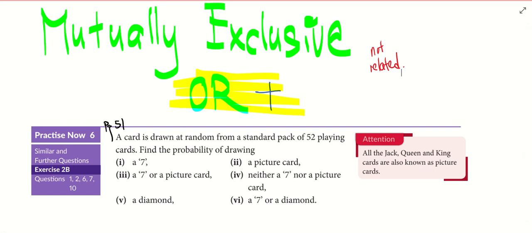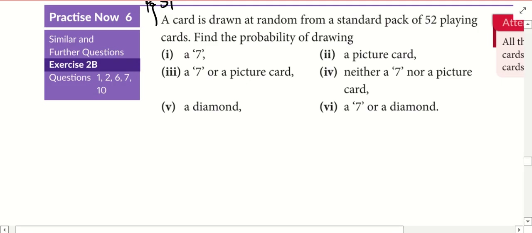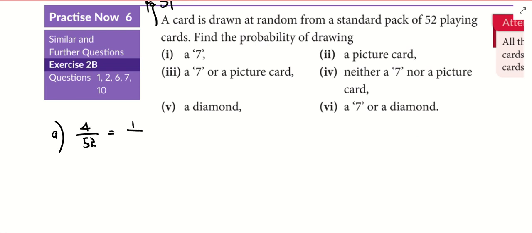Alright? So, okay, as you tell me, very good. There are 4 sevens. So very quickly, 4 over 52. Please remember to reduce to the lowest term, 1 over 13.